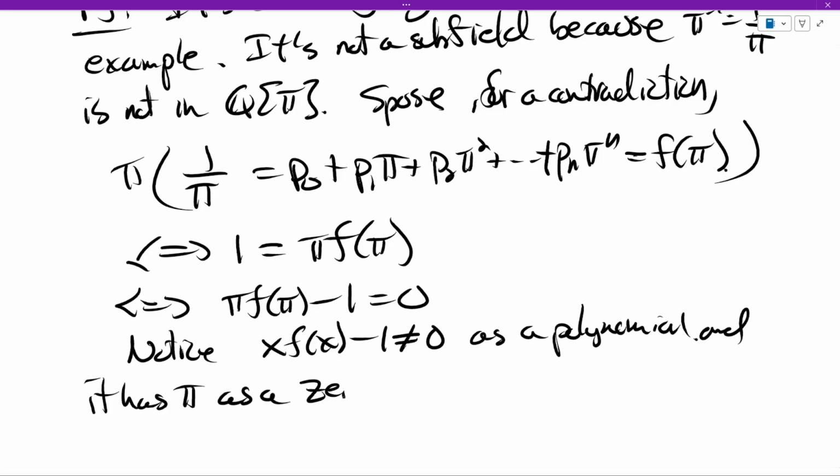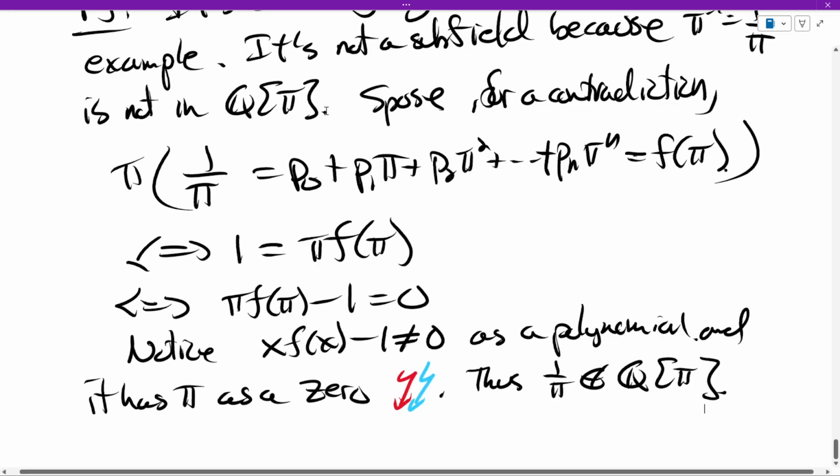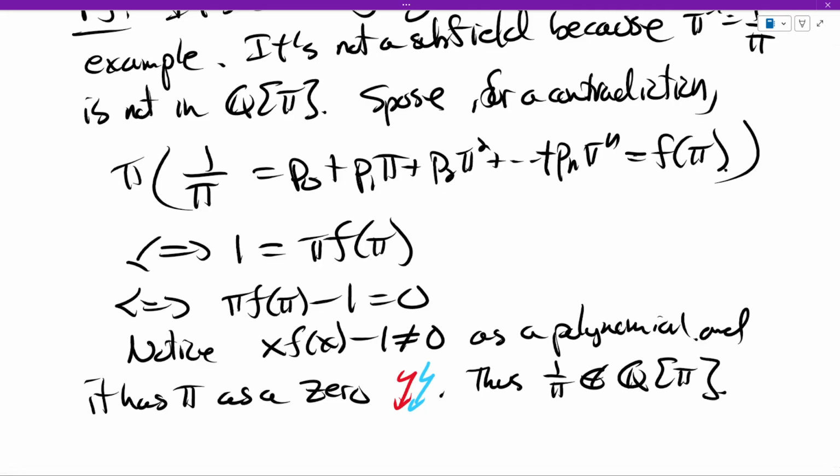This is impossible. Red, blue, all sorts of colors, contradiction. Okay? Pi satisfies no non-zero polynomials. So we have a contradiction, so therefore 1 over pi is not in this set. So it's still not a field. However, there is a fix, and we'll do that fix in the next example.